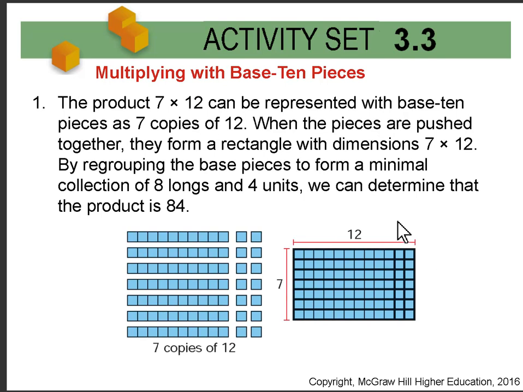In question 1, we look at the product 7 times 12, and we can do that same thing. We can make 7 copies of 12 and push it together to make a rectangle. So you can see our rectangle has dimensions 7 by 12 here, and we have 7 longs, but we have 14 units. So we would want to get the minimal collection and carry and convert those 14 units to 1 long and 4 units to see our final solution of 84.